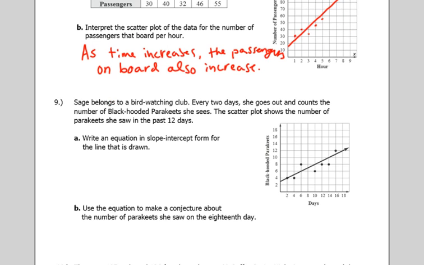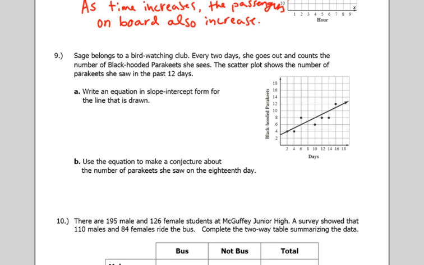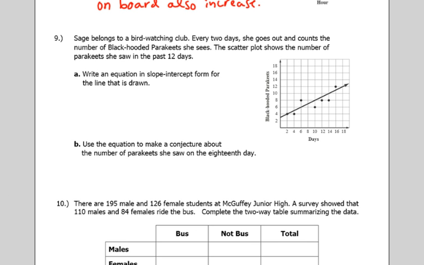Number 9, Sage belongs to a birdwatching club. Every 2 days she goes out and counts the number of black-hooded parakeets she sees. The scatter plot shows the number of parakeets she saw in the past 12 days. Write an equation. So the first thing I do is I look at the y-intercept, which is 3. And now I look at the slope. So I need to find 2 points that are perfectly on here for me to determine the slope. So this one right here is a good one, and if you notice right here on the line is perfect.